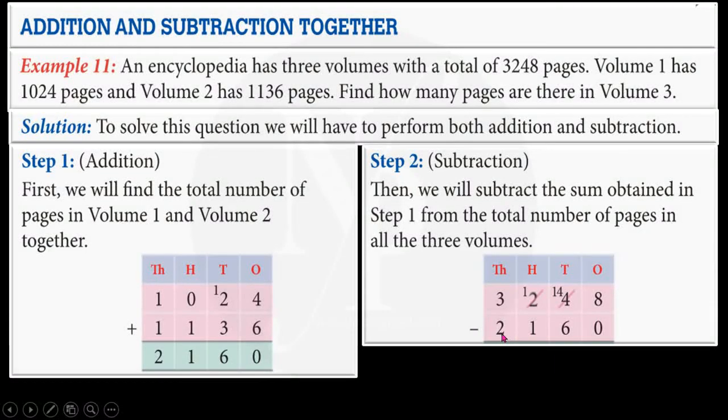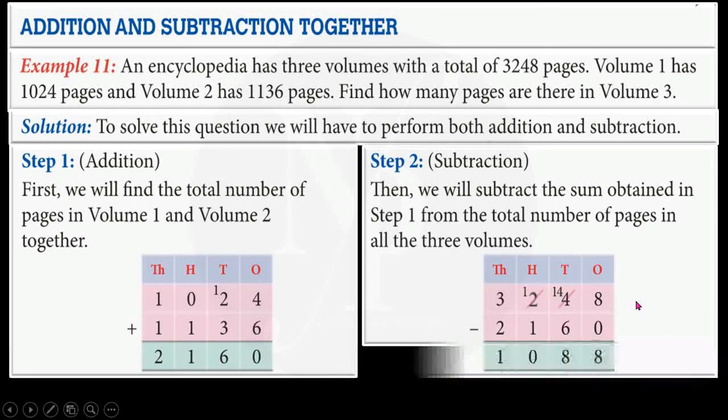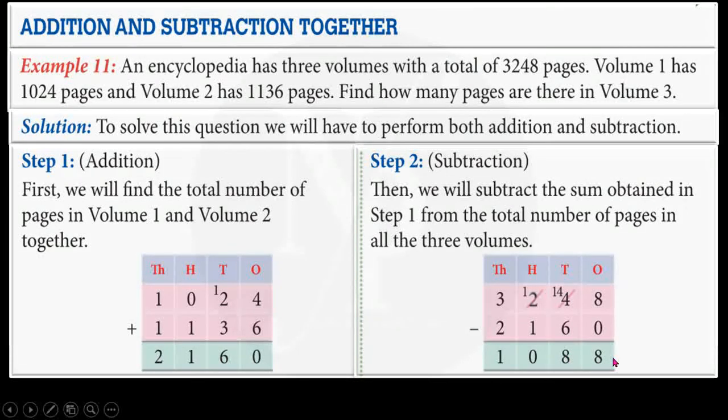and the sum we obtained after adding the number of pages in volume 1 and volume 2 is 2160, which is to be subtracted from the total number of pages. So when we subtract, we get the difference 1088, which is the total number of pages in volume 3.